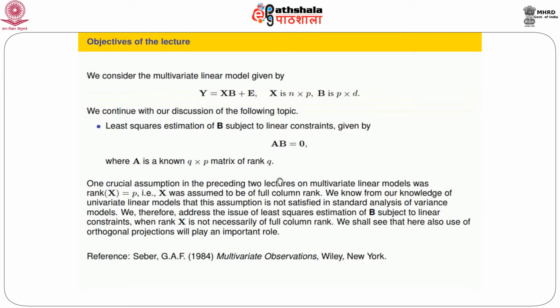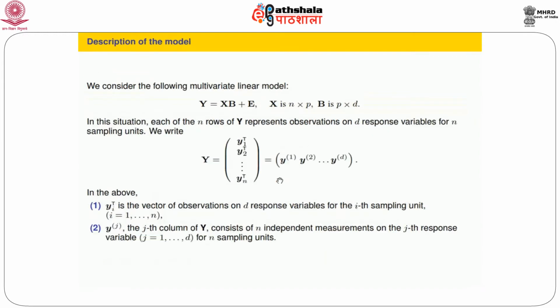We go ahead and try to find an expression for the least square estimate of B subject to this restriction. And as we saw earlier, we shall see here in this lecture also that projection matrices, rather orthogonal projections, play a very, very crucial role. So let's see what the model is. Our model is Y is equal to XB plus E. We have been seeing it for quite some time now.